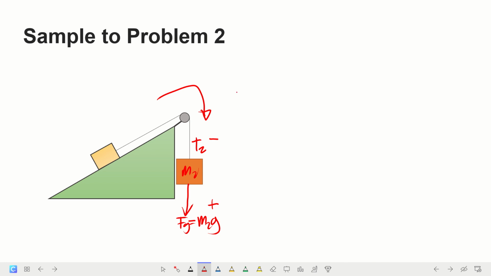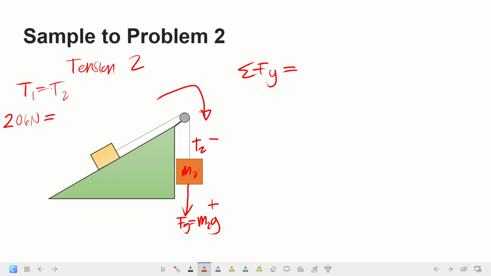So the summation of force along y-axis is equal to, so this is for tension 2, solving for tension 2. And again, sabi natin, tension 1 is equal to tension 2. So kanina nakuha natin, so this is 206 Newton, approximately 206 Newton. So ano yung value ni tension 2? So dapat close siya sa 206. So summation of forces along the y, we have Fg, or the weight of mass 2 minus tension 2.